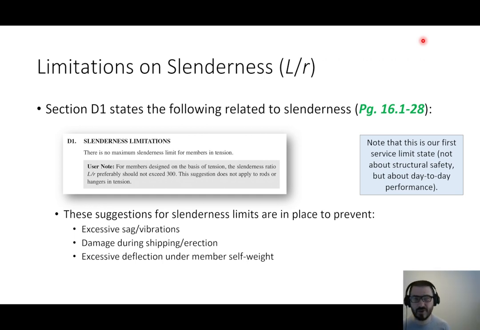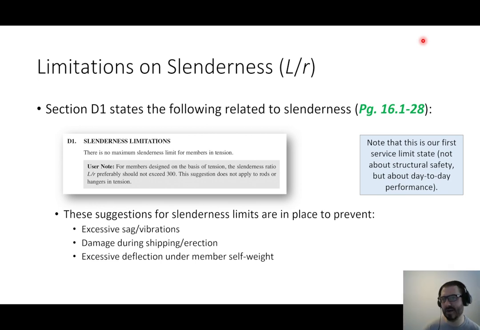Okay? So some of you might be thinking, well, why are we talking about it? There are a couple of reasons. First off, just because there isn't an actual maximum slenderness limit does not mean that there isn't one you shouldn't employ. And the manual even says that. It says for members designed on the basis of tension, the slenderness ratio preferably should not exceed 300. And there are good reasons for that.